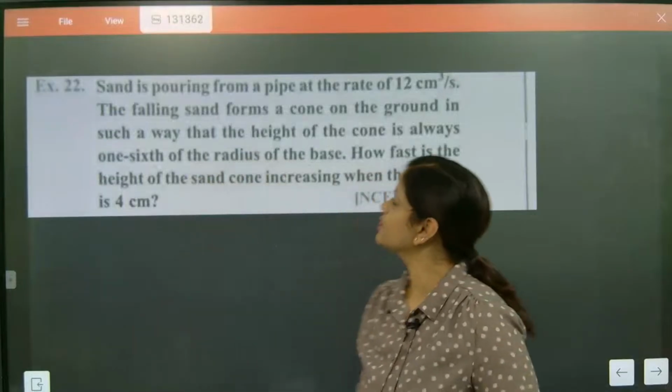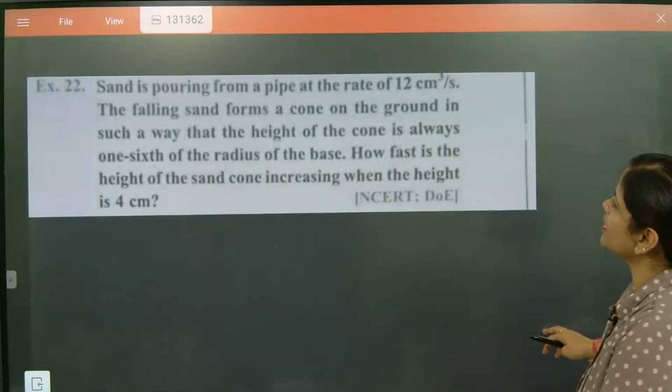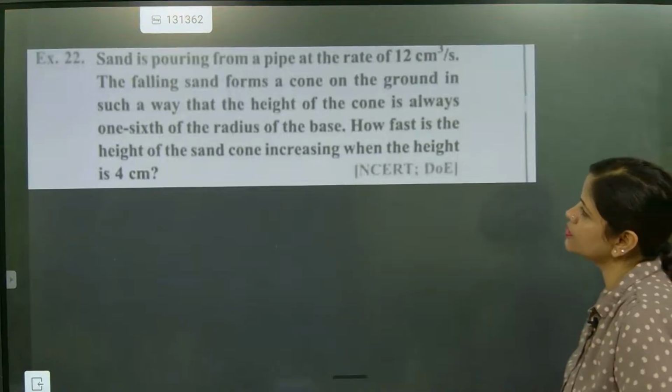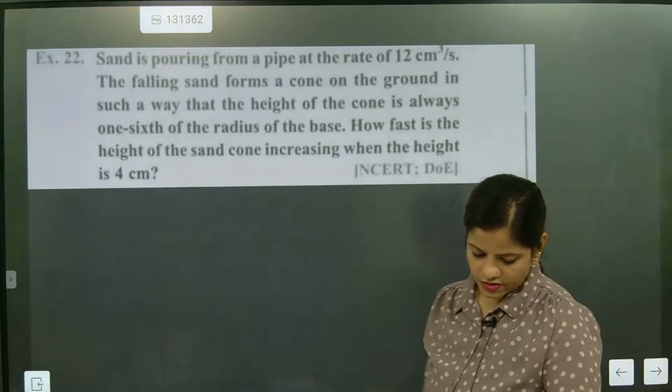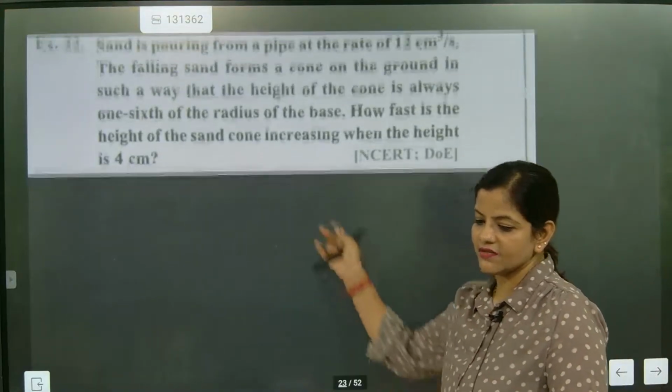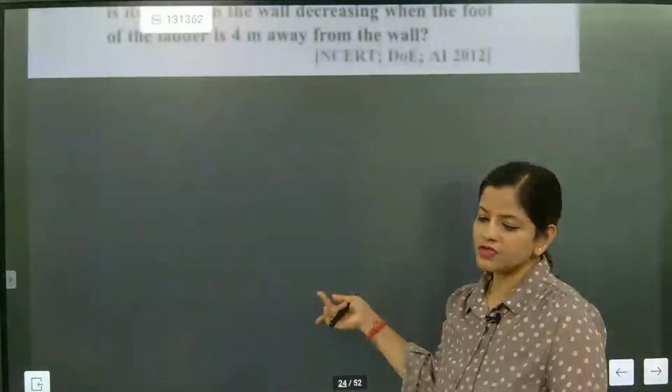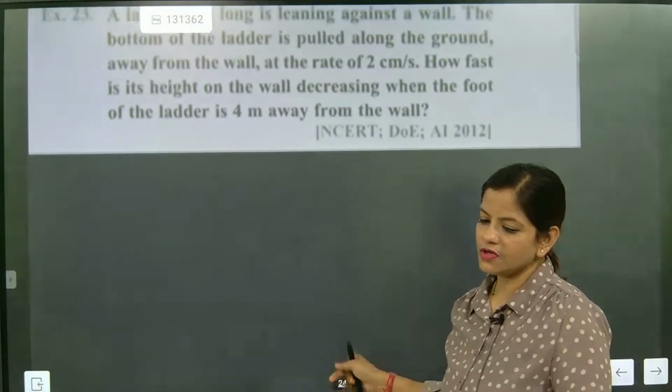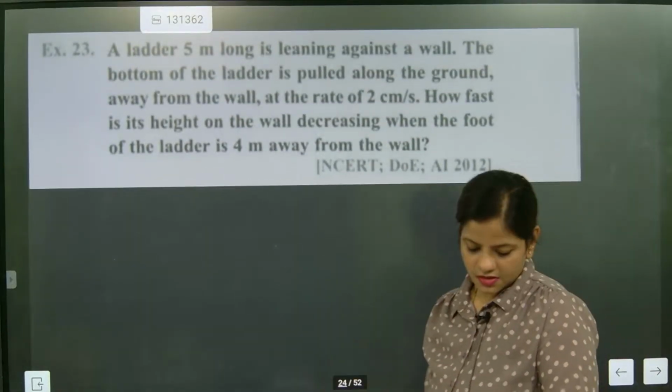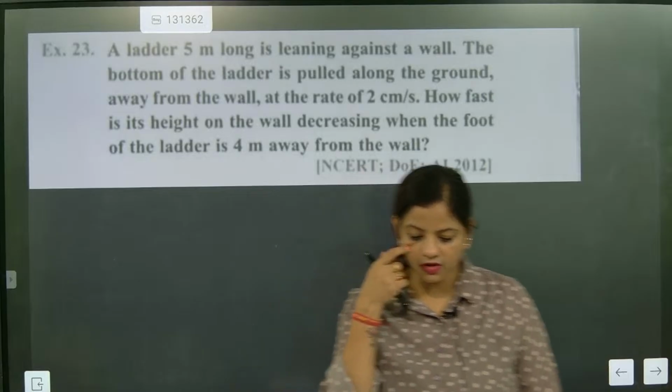Now, come on, solve this question, please. Sand is pouring from a pipe at a rate of. Come on, do this question. Question number 12. This question, I think last class itself we have solved. We'll go for this question. Is it visible, boss? See. Yeah, this is a good question. Come on, solve this question.